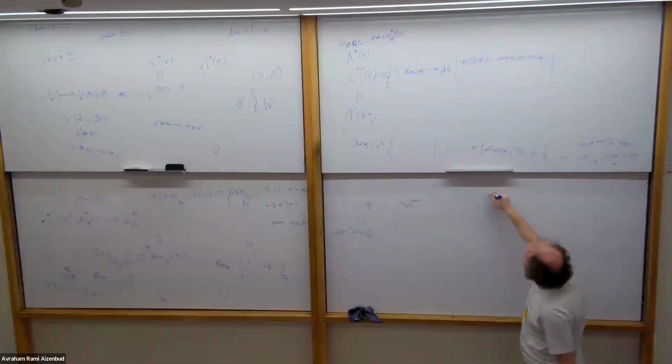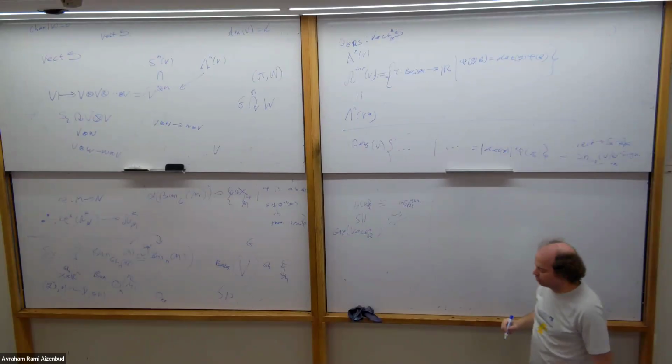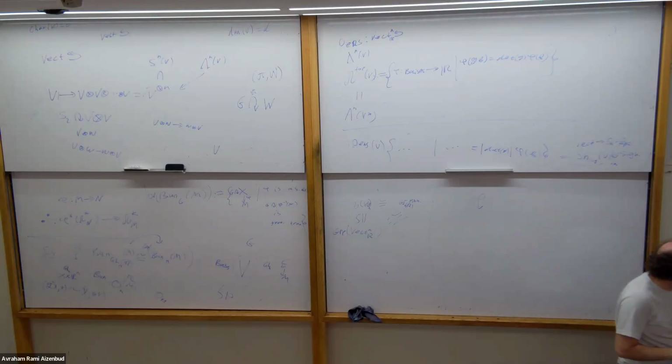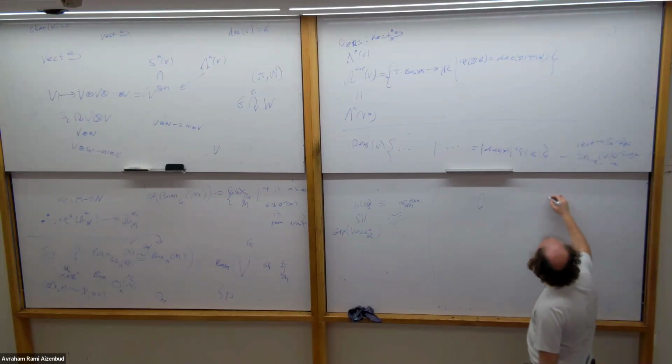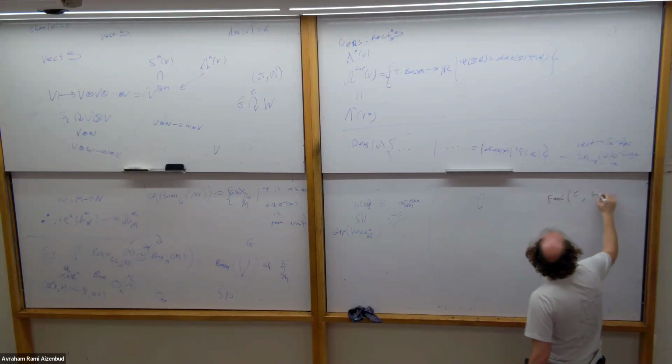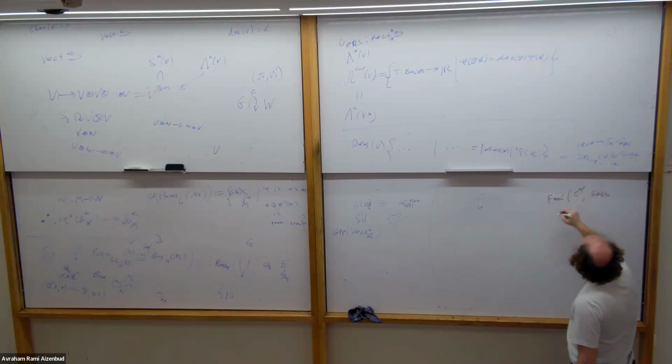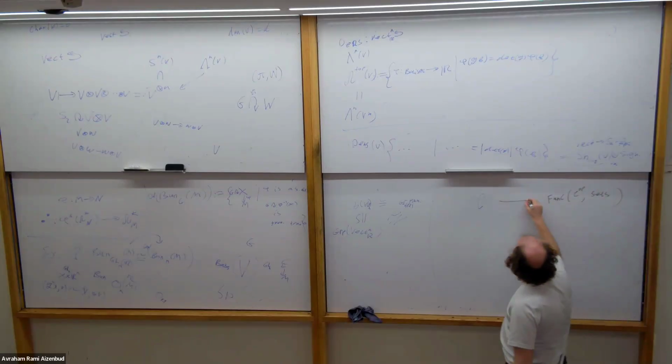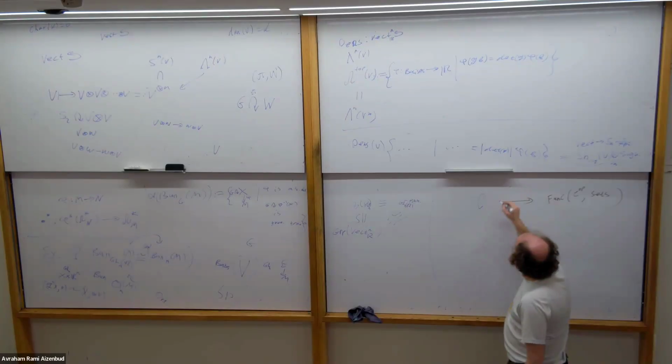So, what does the Yoneda lemma say? We have a category C, and we have a category of functors from C to Set, of contravariant functors from C to Set, so functors from C^op to Set.